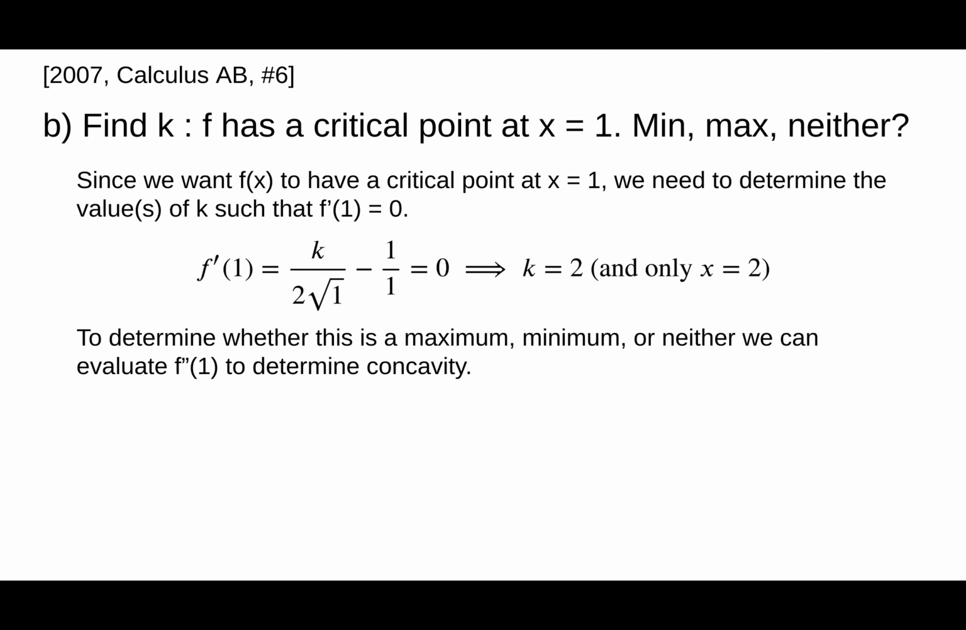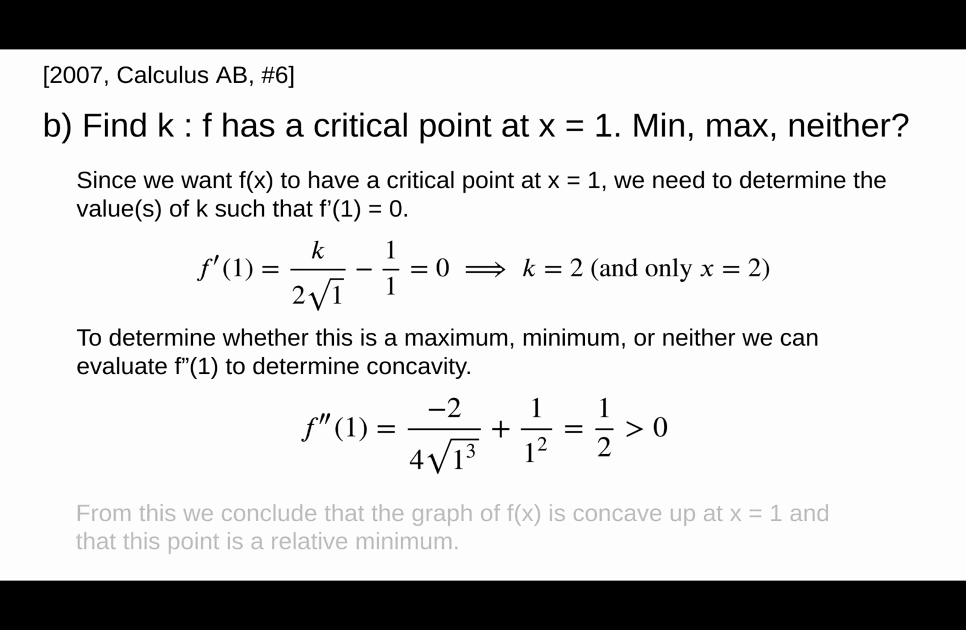If we want to determine whether it's a maximum, minimum, or neither, we can evaluate f double prime at x equals 1 to determine the concavity. So we plug in 1 into the second derivative. Consequently, f double prime at 1 is positive 1/2, which is greater than 0. This indicates that the graph of f is concave up at x equals 1. And since our selection of k guarantees that f prime of 1 is equal to 0, if it's concave up, we have a relative minimum at x equals 1 as required.